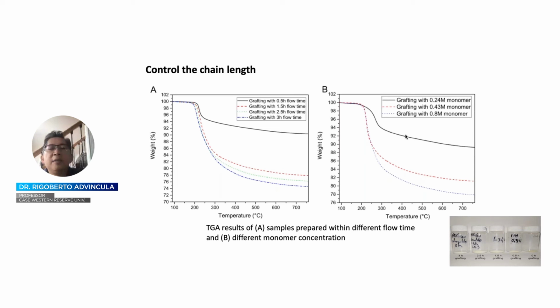The same with controlling, actually, the concentration. So we can also control the feed ratio, in this case anywhere from 0.2 to 0.8. The higher amount of monomer translates to greater weight loss, or a higher amount of grafted polymer.